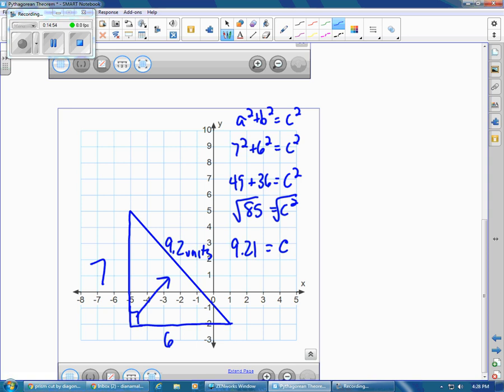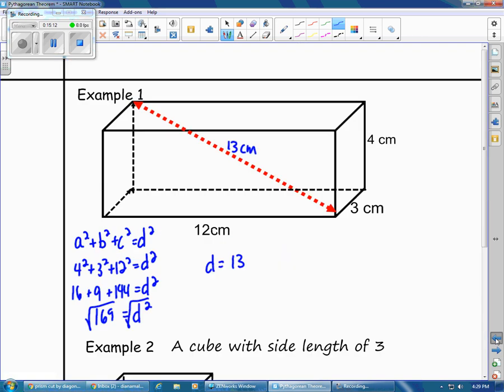Okay, so if I'm trying to find the diagonal in a coordinate plane, I'm using the plain old Pythagorean theorem. I've got to create legs, create a right triangle by connecting the two ends of my diagonal at a right angle in the coordinate plane, and then I use a squared plus b squared equals c squared. If I'm finding the diagonal of a rectangular prism, I'm going to take a squared plus b squared plus c squared to equal the diagonal. So hopefully that makes sense.